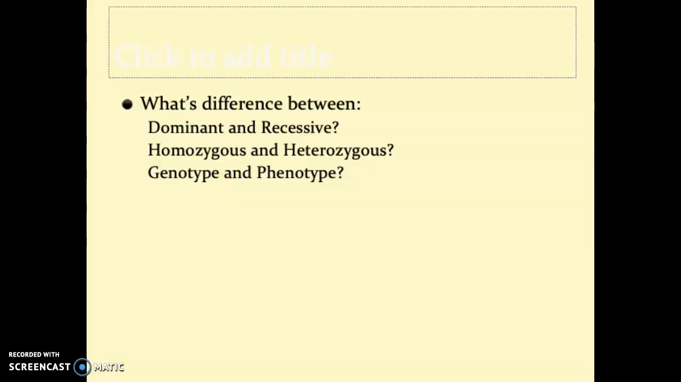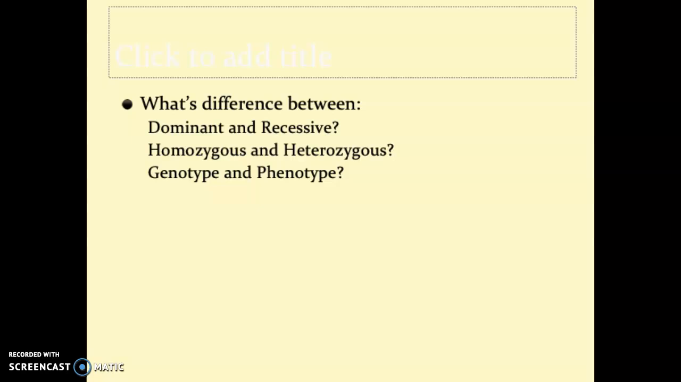All right, so the difference between dominant and recessive. The dominant gene is the gene that is generally shown. The recessive gene can only be shown if there are no dominant genes present. If you're homozygous, you have two of the same genes. If you're heterozygous, you have two different genes. Genotype are the letters that signify what genes or alleles you have. The phenotype is your physical appearance.